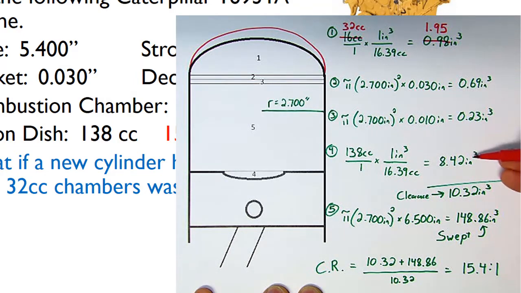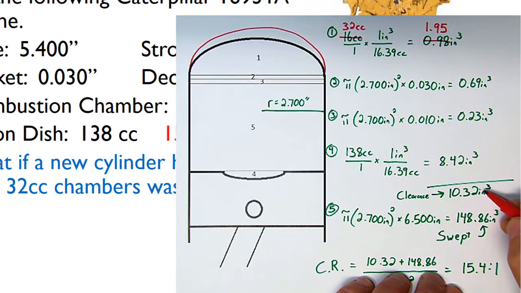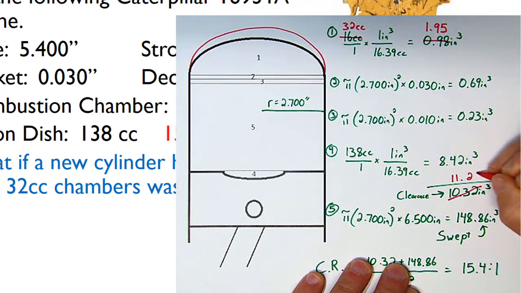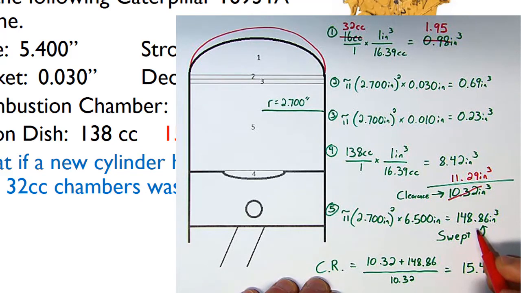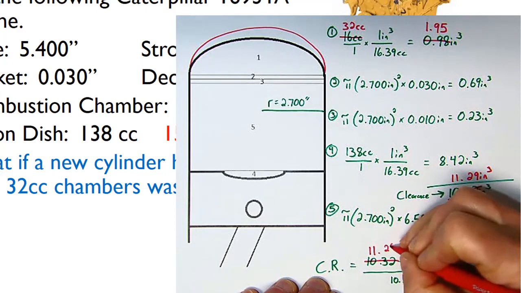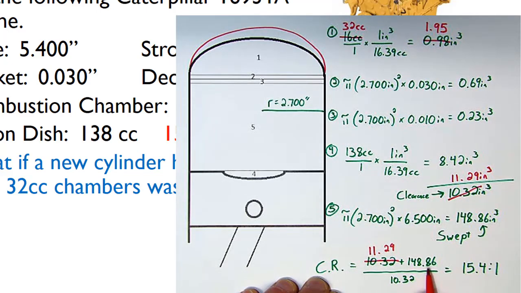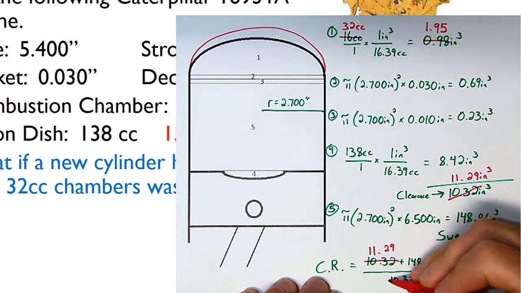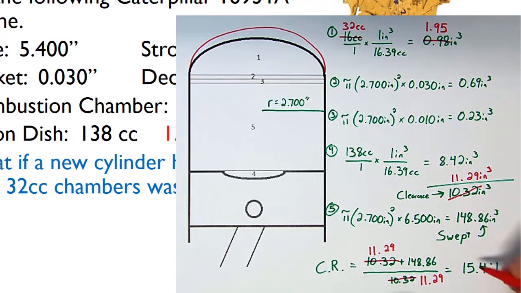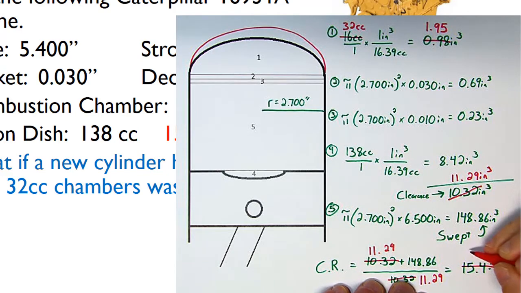All these other volumes stay the same. Thank goodness we don't have to recalculate anything there. But our clearance volume will also go up, and that increases to 11.29 cubic inches. Our swept volume does not change. So now our clearance is 11.29 plus our swept, which didn't change, of 148.86, divided by our new clearance of 11.29, and that gives us a new compression ratio of 14.2 to 1.